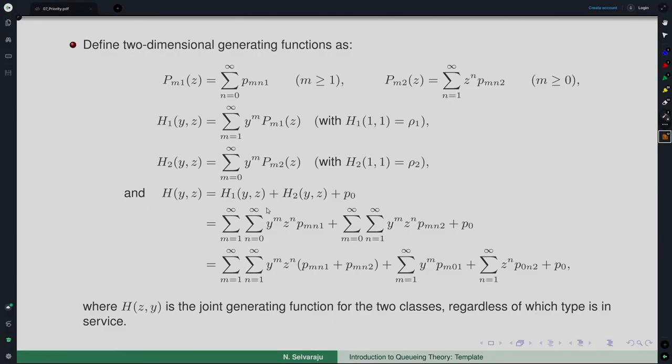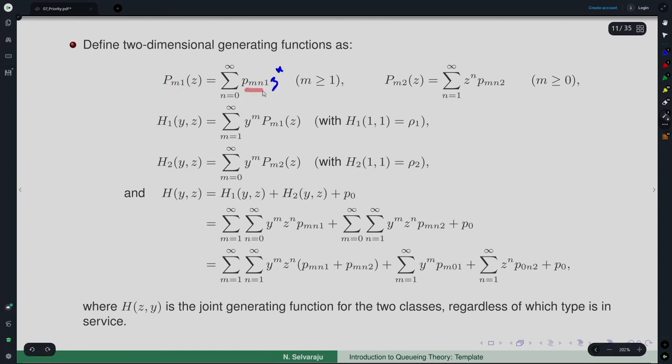Okay. What we do is define, because of the three-dimensional nature of the process, because basically this CTMC is of three dimensions, we have to have more complex generating functions. But because the third dimension is either 1 or 2, you can slightly make it two-dimensional in the following way. First you define Pm1 of z.